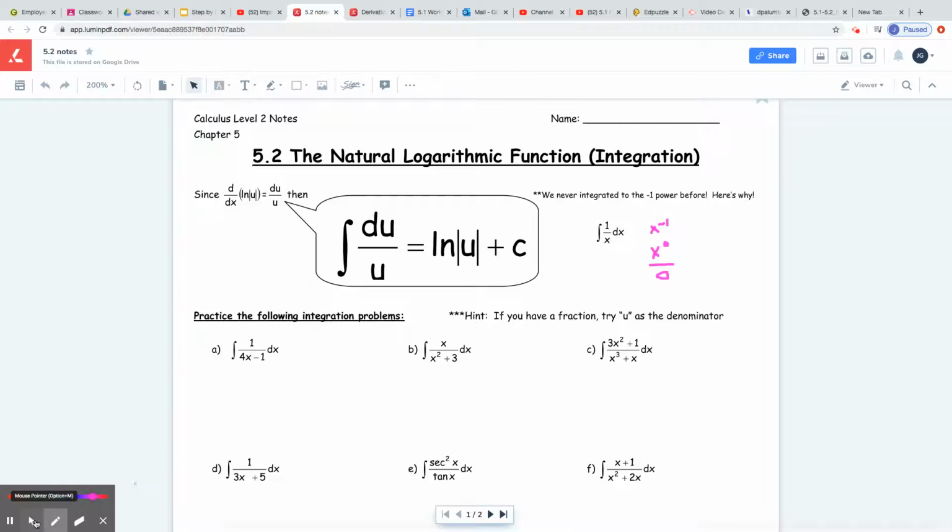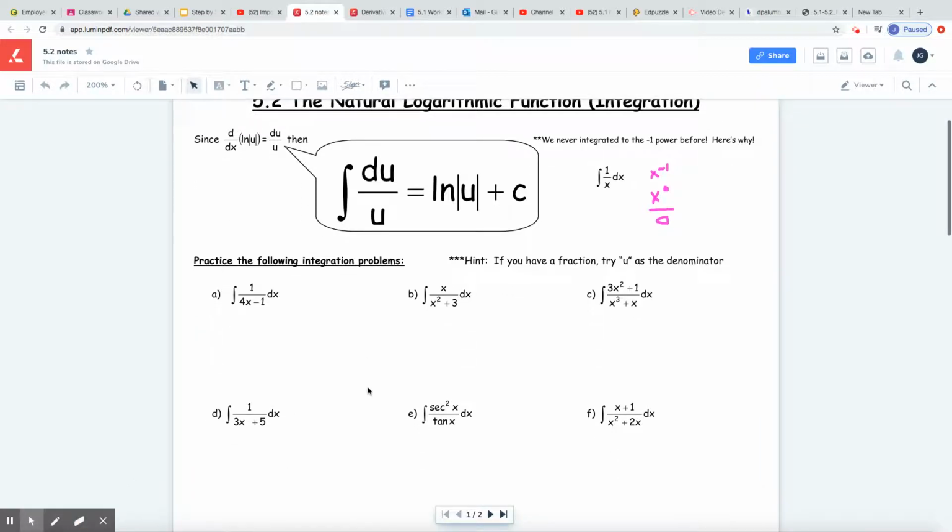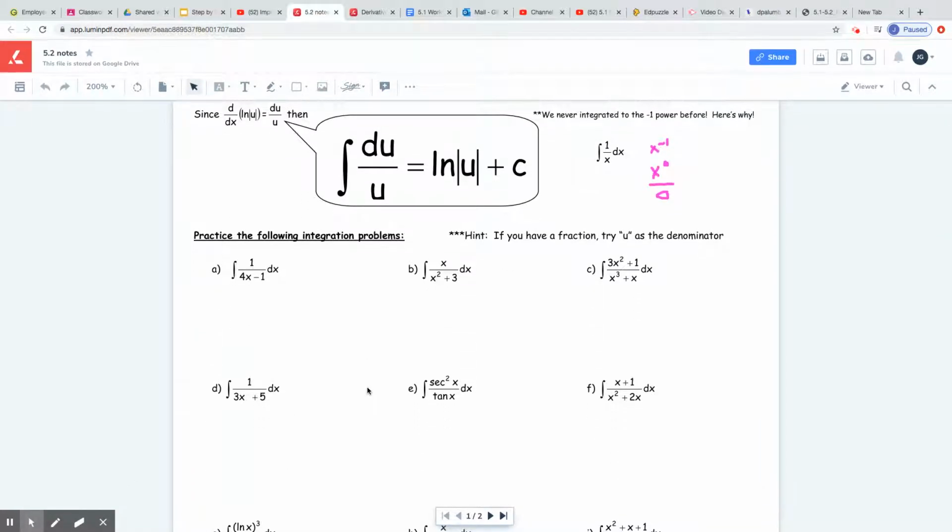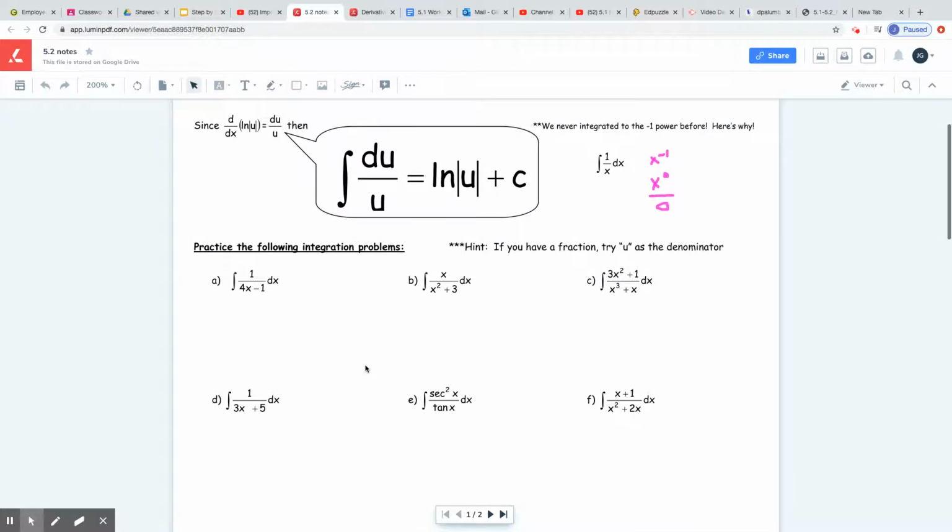So what we're going to do, this is just another way of being able to use substitution. We talked about doing, last chapter, making u whatever's on the inside. Well, now we have a situation where if you have a fraction, try u as the denominator. It's not always going to work, but a lot of the time it will.